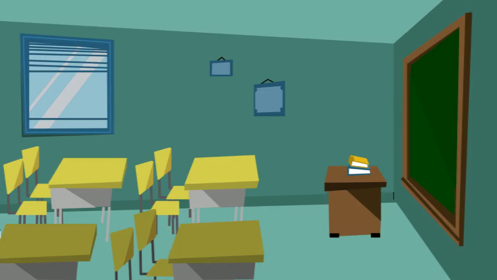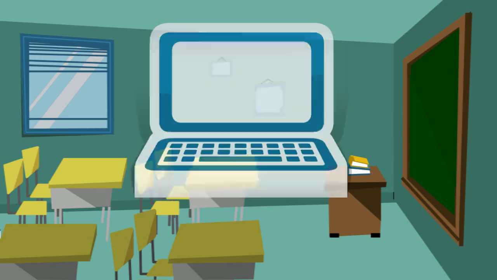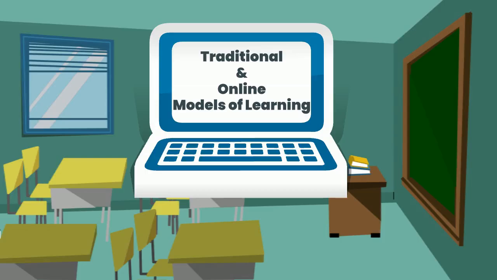Higher education may consist of a traditional model of learning or an online model of learning. Both models require instructors to use strategies that foster the success of their adult students. There are similarities between the two models.